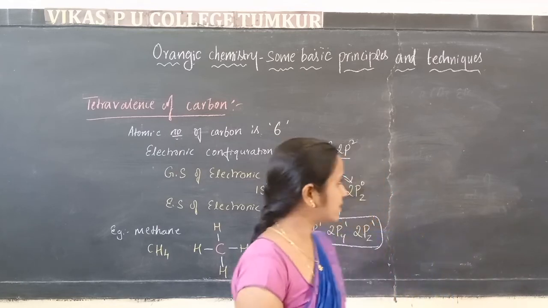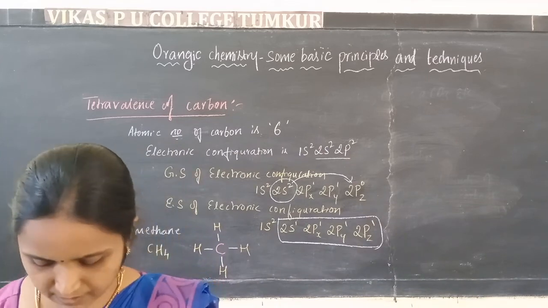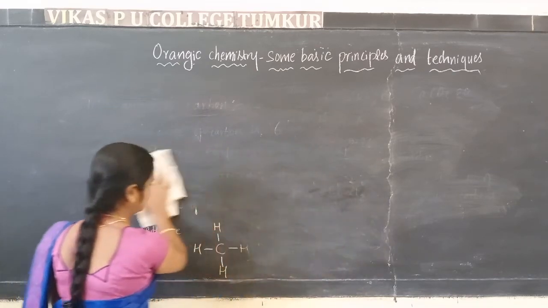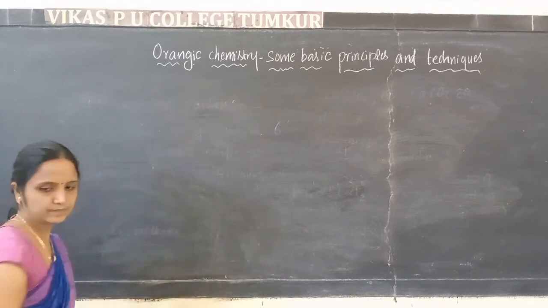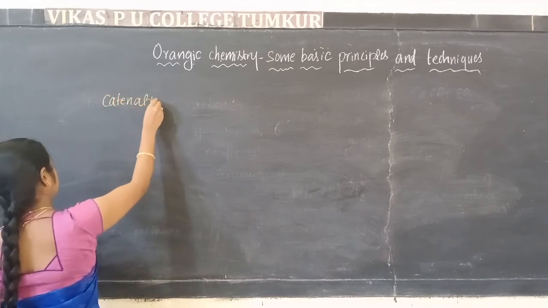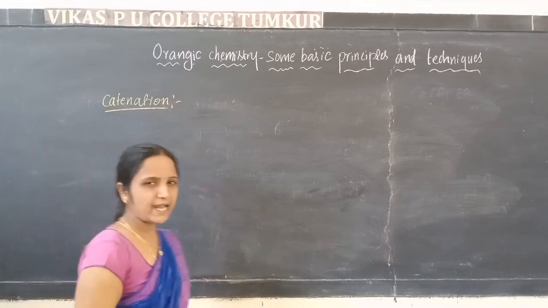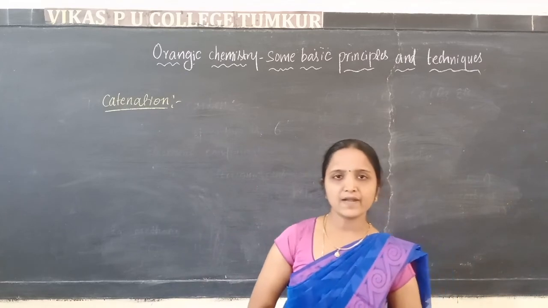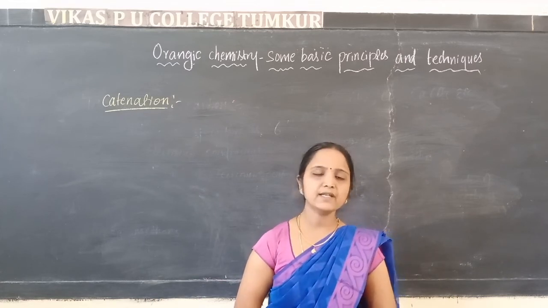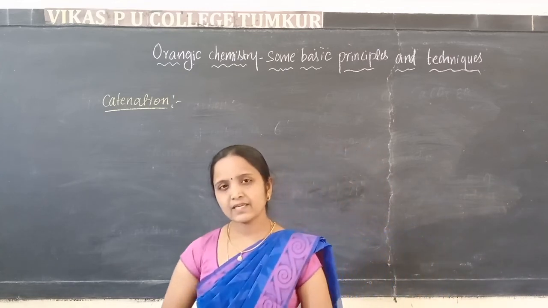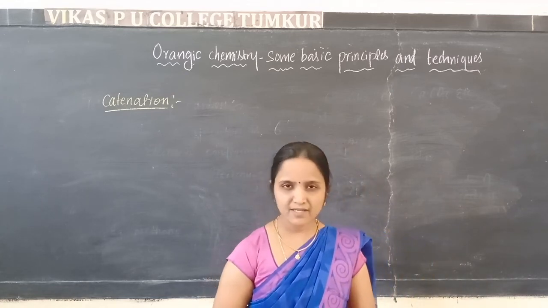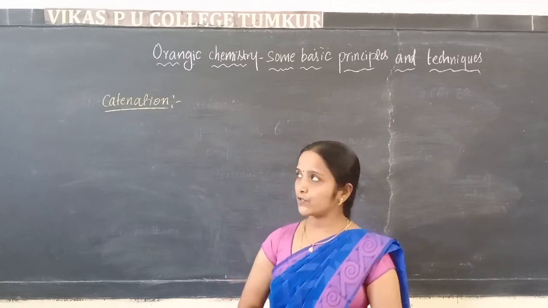The next property we are going to study is catenation, another property of carbon. Catenation is the tendency of an element to form a chain with identical atoms. Catenation means the tendency of an element to form a chain with identical elements.